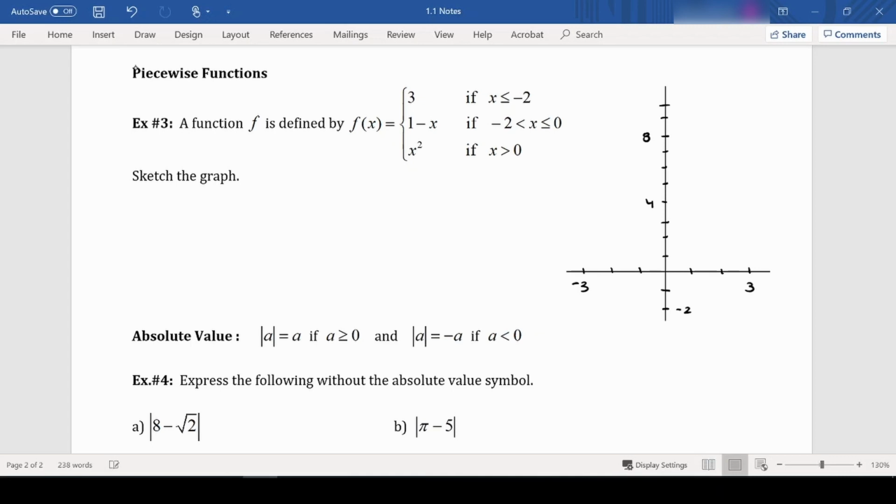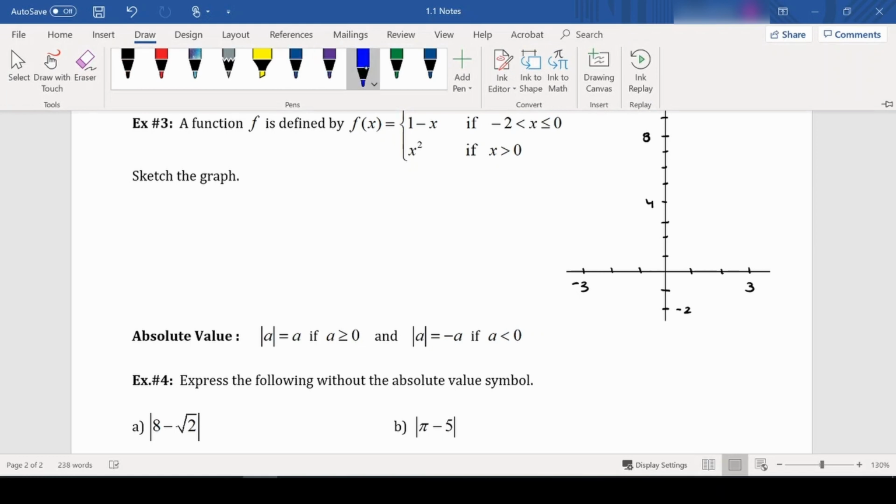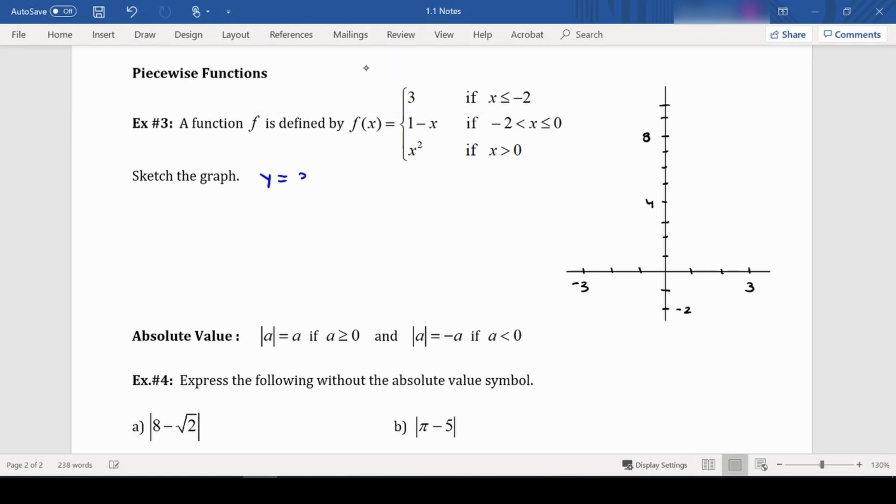Okay, so if I want to graph this, the very first piece would be y equals 3 if x is less than or equal to -2. So y equals 3 is a horizontal line at 3, starting at an x value of -2. And so that line at 3 would head off to the left, but not to the right.